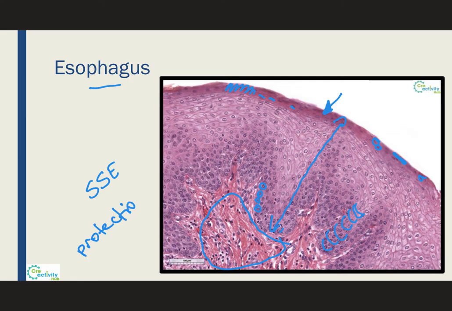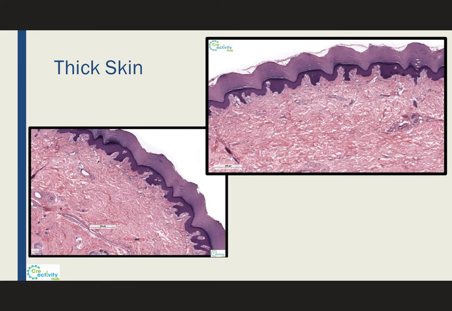This also means that these cells that are removed during swallowing are going to be continuously replaced by division of the cells that are going to be present in the basal layer. Here is another example of stratified squamous epithelium, which is the skin.